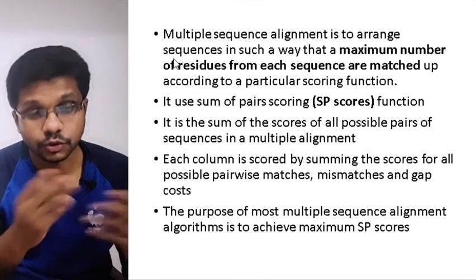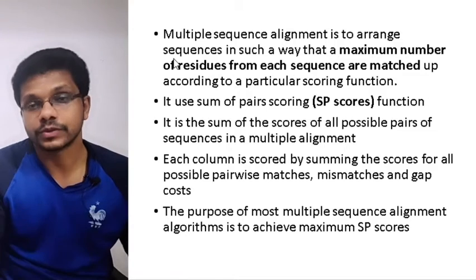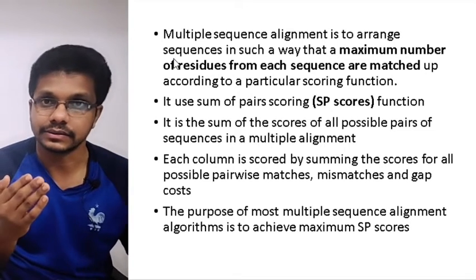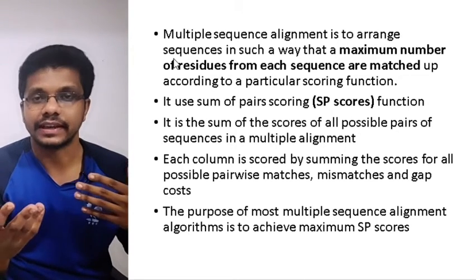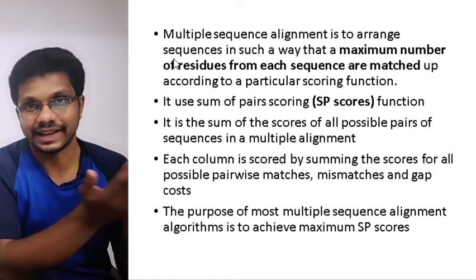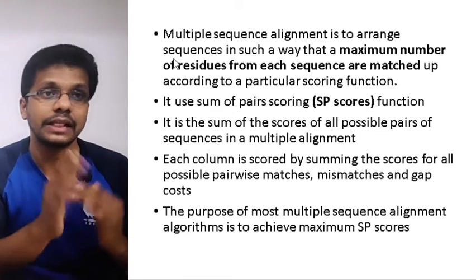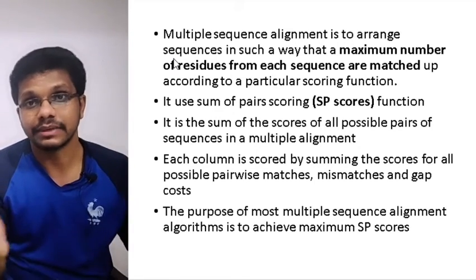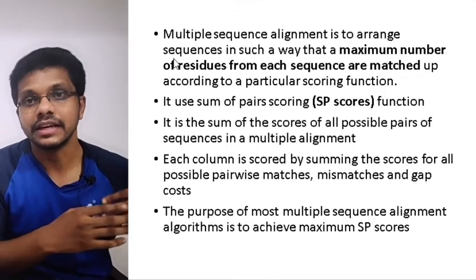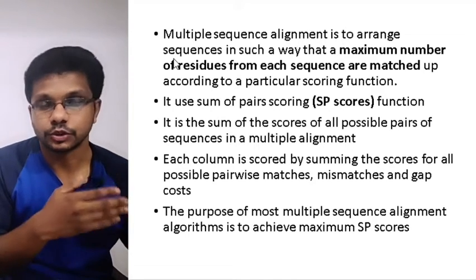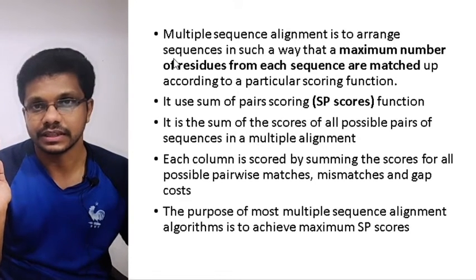And there is a scoring system for multiple sequence alignment. It's called SP scoring. It is the sum of scores of all possible matches, and there will be a consideration of the gap penalties. Just like in pairwise alignment, when we are adding a gap, there will be gap penalties, and the sum of the matching, mismatching, and gap penalties will be the SP score. In multiple sequence alignment, the algorithm is trying to get the alignment which has the maximum SP score. If the SP score is high, that means the matching is high. So the algorithm is trying to generate a multiple sequence alignment with the maximum SP score.